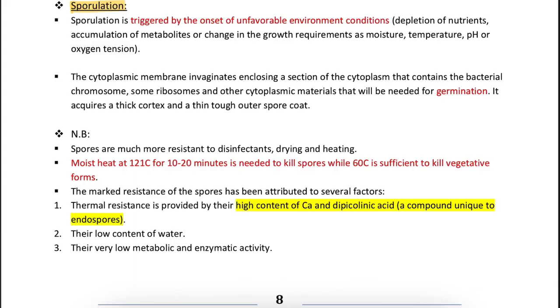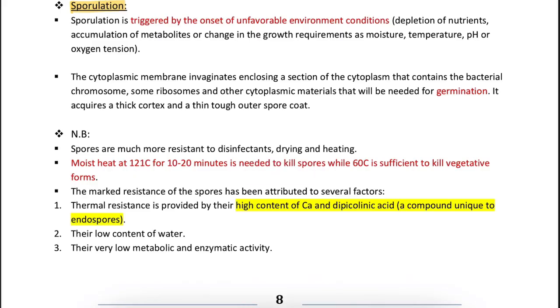The capsule functions as antiphagocytic and adhesive; clinical examples are Streptococcus pneumoniae and Haemophilus influenzae. The flagella function in motility and as the H antigen; clinical examples are E. coli and Salmonella. Pili help with attachment and DNA transfer; clinical examples are Neisseria gonorrhoeae and conjugation. The spores function in dormancy and resistance; clinical examples are Clostridium difficile and Bacillus anthracis.